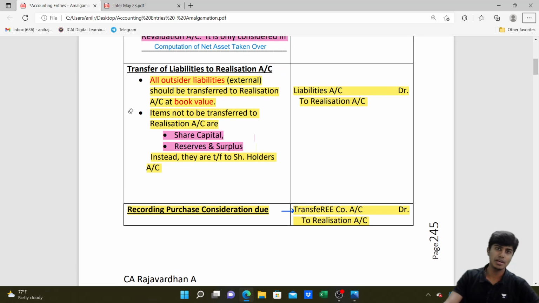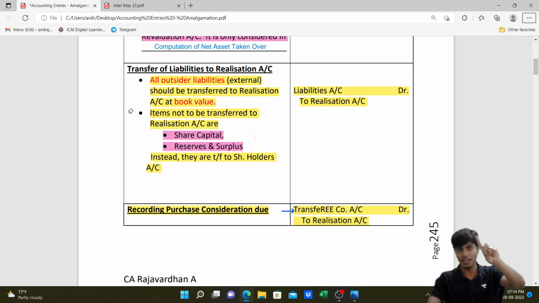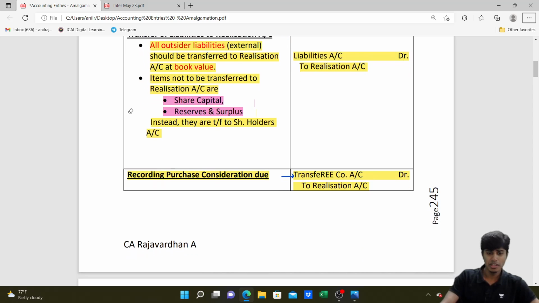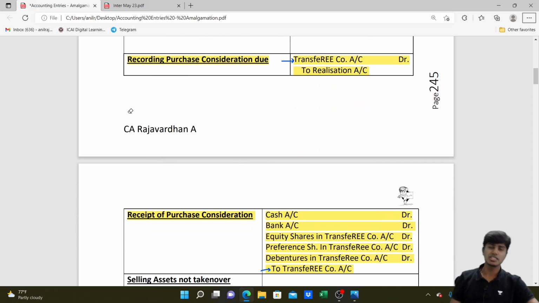And all the liabilities will be transferred to realization account. When we transfer liabilities, entry is liabilities to realization. We transfer liabilities at book value. We don't care about agreed value. And liabilities will be transferred irrespective of whether they are taken over or not. Whenever we transfer, we don't transfer two things: share capital and reserves and surplus, because these will be adjusted in shareholders entry.